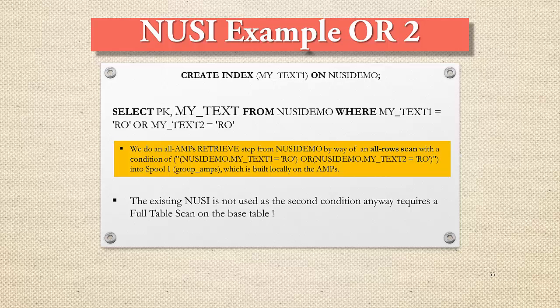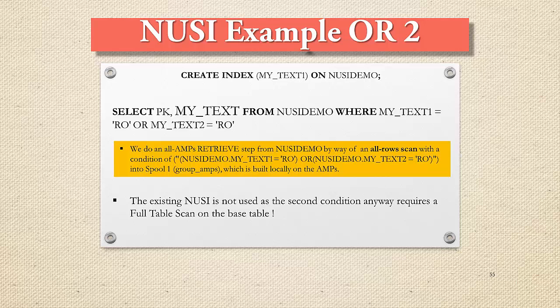Because the second condition demands a full table scan over the base table anyway, it is not efficient to work with the index over myText1 and do as a second step what we could do immediately, namely the inevitable full table scan. Therefore, the optimizer decides against the use of this index and performs a full table scan, evaluating both conditions over the base table.